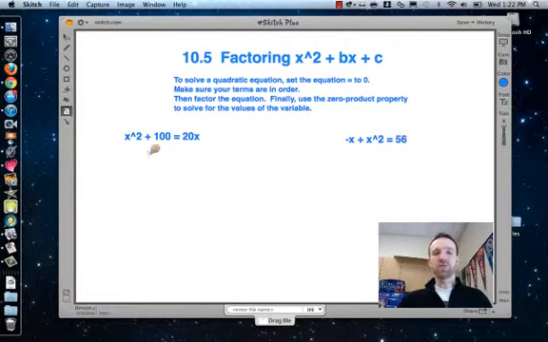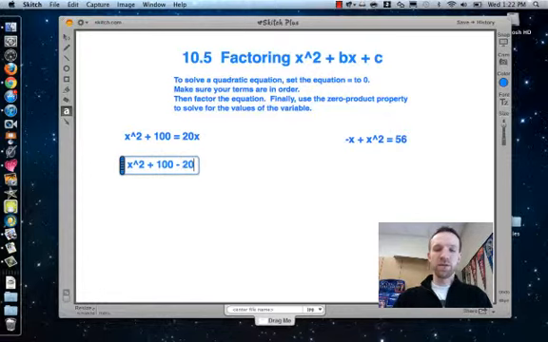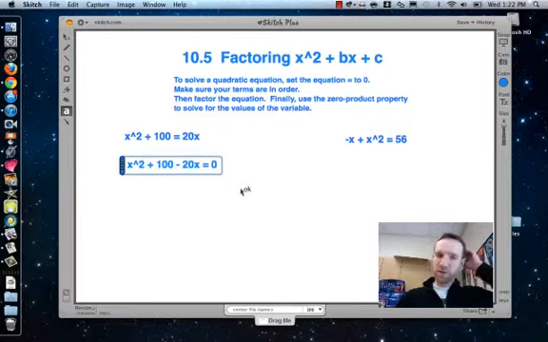Here's my equation. x squared plus 100 equals 20x. I have to first set this equal to 0. So I'm going to subtract 20x from the right side and rewrite the equation. So I would have x squared plus 100 minus 20x, and now that's going to equal 0. So that's the first step I'm going to do.